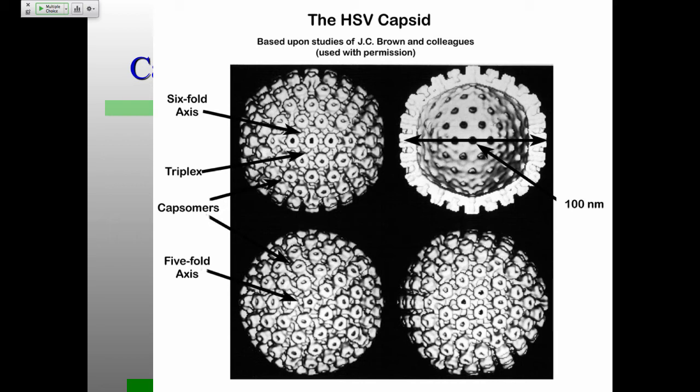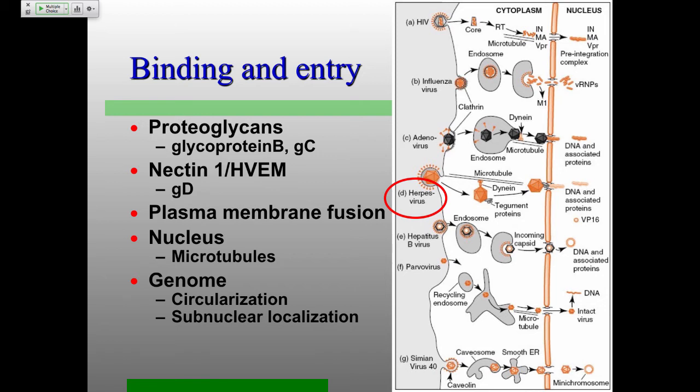Okay, but yeah, very much so. But this is the icosahedral reconstruction, which doesn't have the portal protein. I should have pulled that up, but there's clearly a portal protein there. How do you get in?